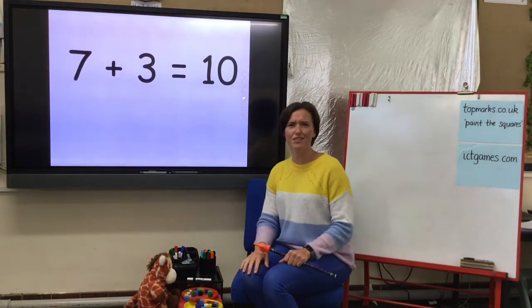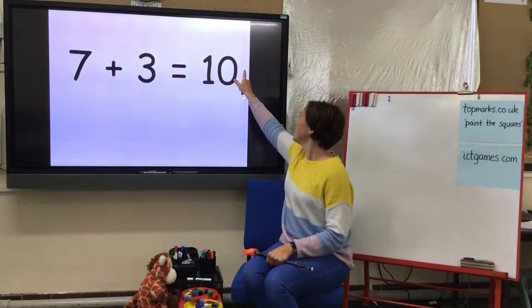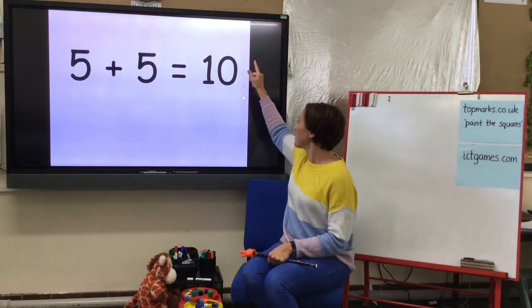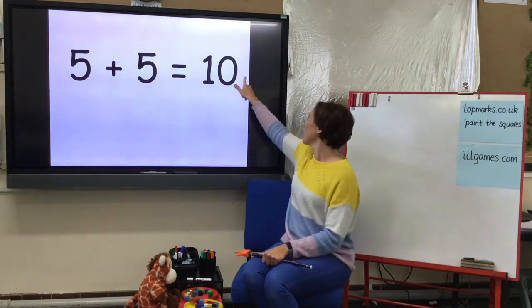Well done. 7 add 3 equals 10. True or false? True. Of course, that one's true. Well done. 5 add 5. True or false? True. Well done.